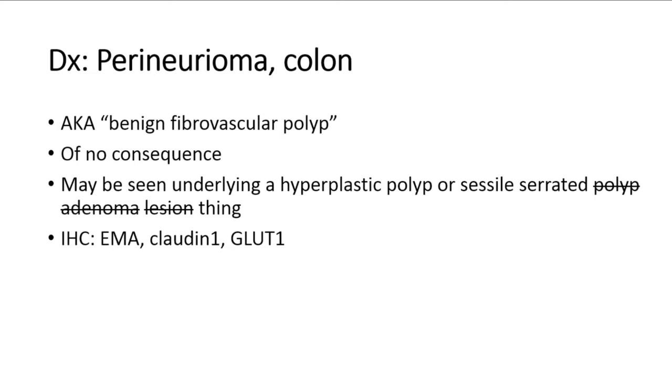However, it's important to note that these can be present as a minor component underlying a hyperplastic polyp or a sessile serrated adenoma / polyp / lesion of the colon. So if you see one of these, just look around and double check that there's no serrated proliferation above it. I mentioned the immunostaining, but these are benign, so in a sense, it doesn't really matter what you call them.